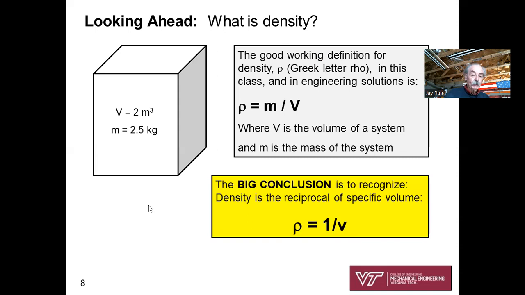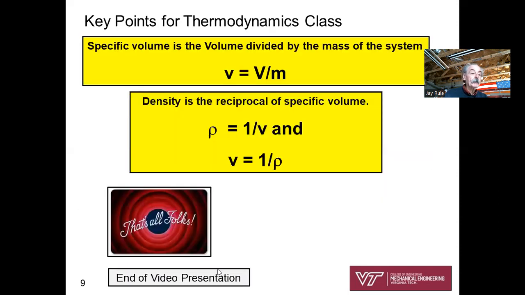Okay, so we just covered volume, units of cubic meters or cubic feet. Specific volume, that's the intensive property. That would be cubic meters per kilogram, or cubic feet per pound mass. Density, pound mass per cubic foot, or kilograms per cubic meter. And so these are some key points moving ahead in your thermodynamics class.